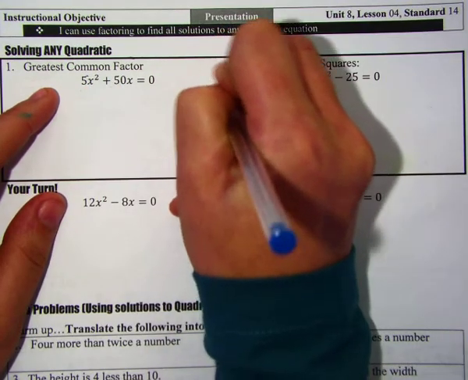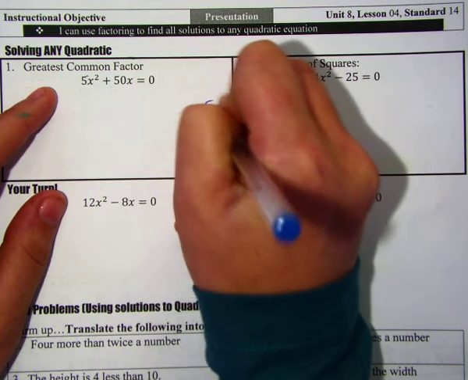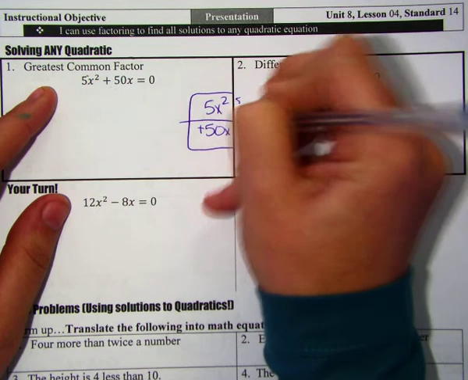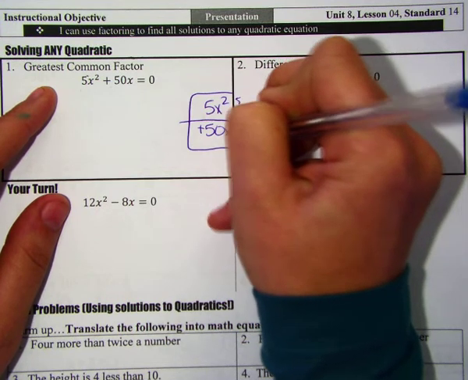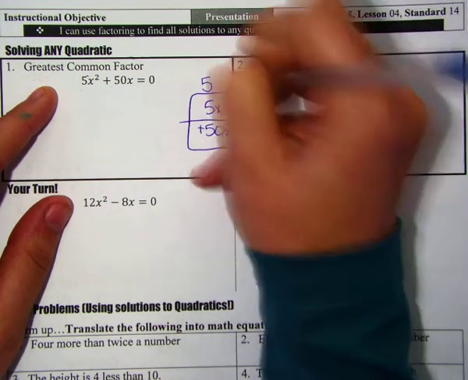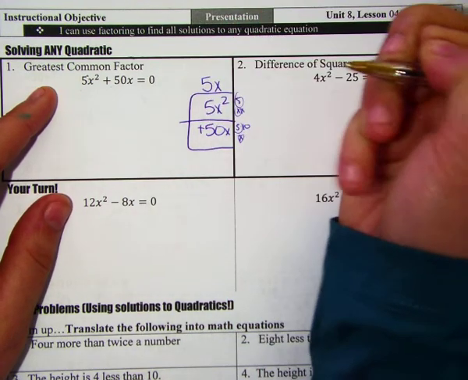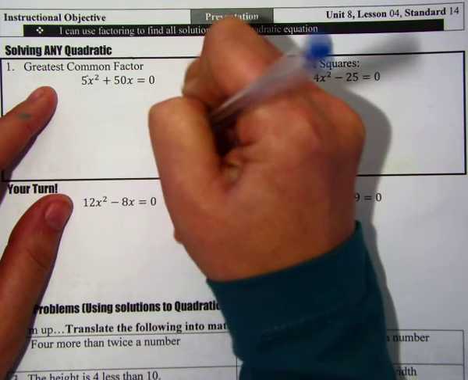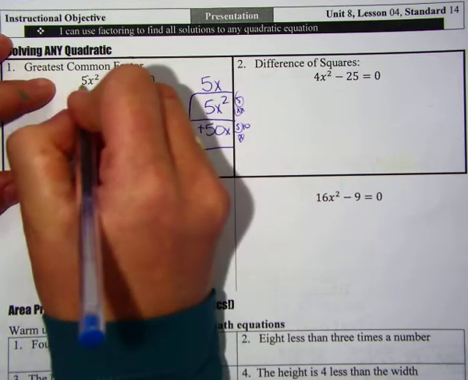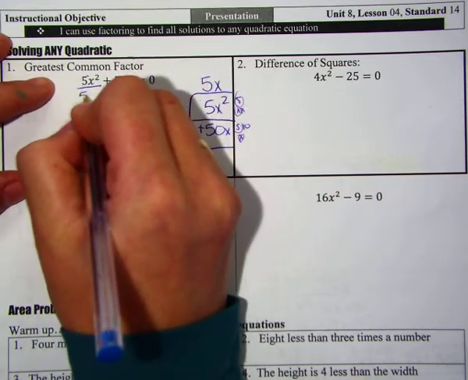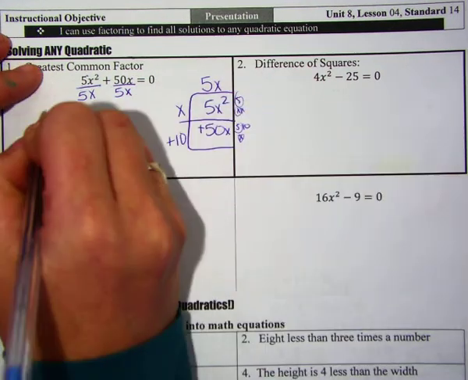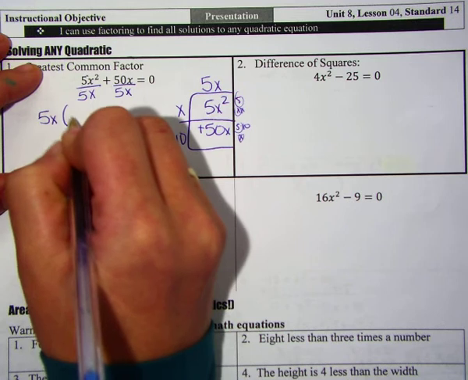So maybe you like putting them in the box. This is 5x squared. This is 5 times 10 and an x. They both have a 5, so we'll factor out a 5. They both have an x, so I'll factor out an x. What's left is an x plus 10. Could do that. Option 2 is you see that they're both divisible by 5. They're also both divisible by x. So you can divide that out and write what's left.